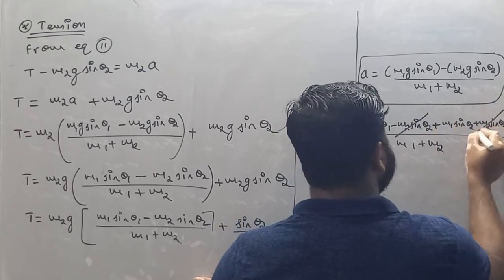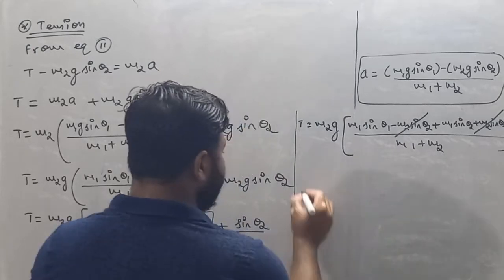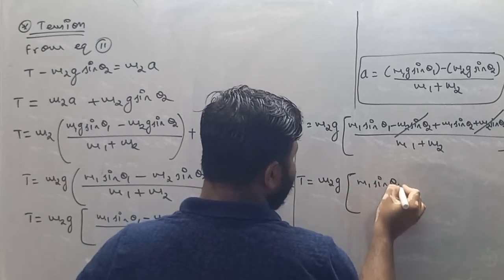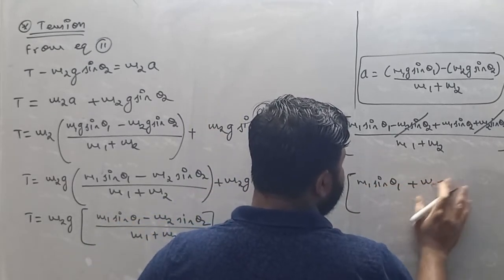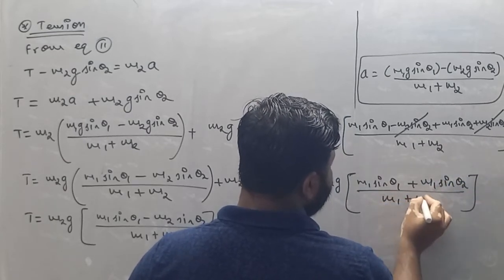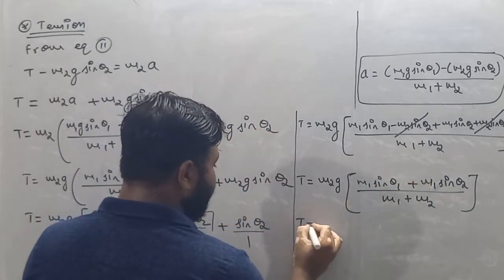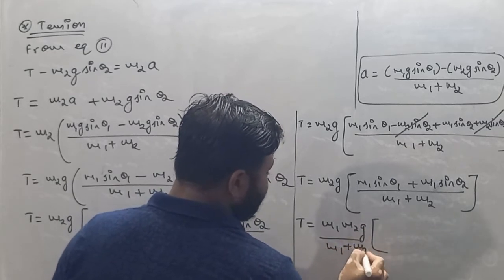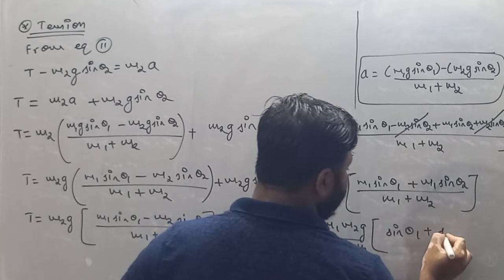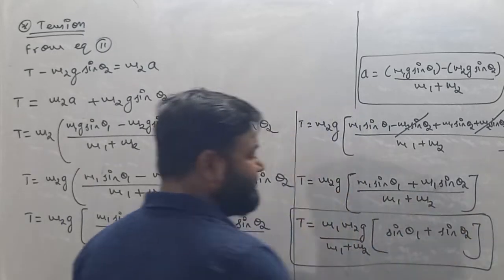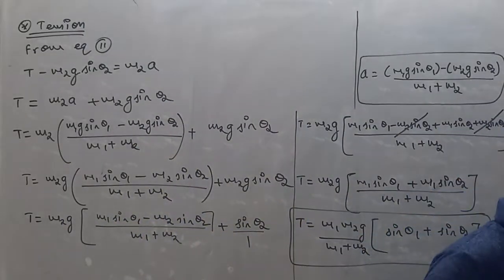Now see, m2 sine theta 2 and m2 sine theta 2 get cancelled, so T is equal to m2g (m1 sine theta 1 plus m1 sine theta 2) divided by m1 plus m2. So m1 again gets common, so it is m1 m2g upon m1 plus m2 into (sine theta 1 plus sine theta 2). This is the formula of tension present on rope on double inclined plane, my dear student.